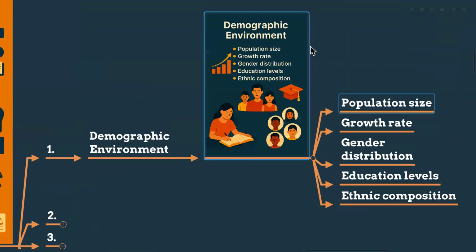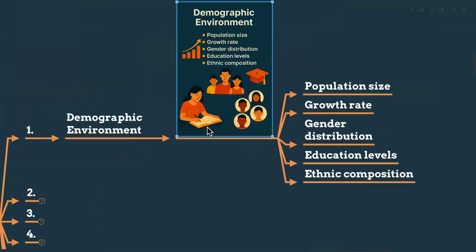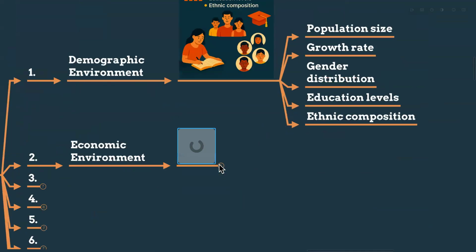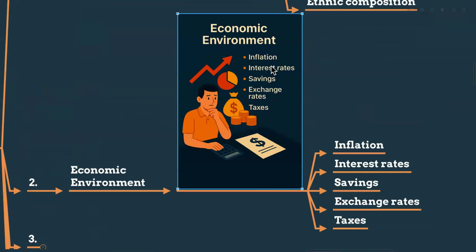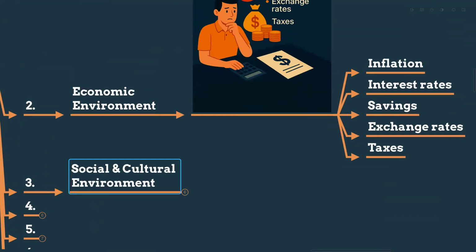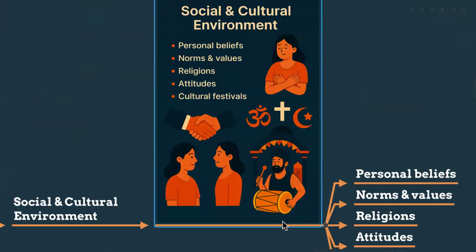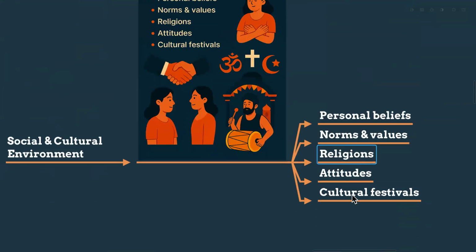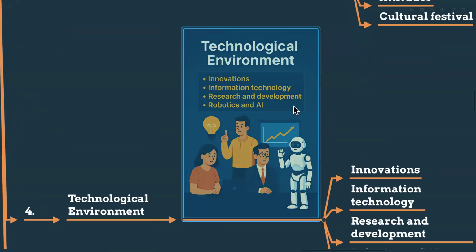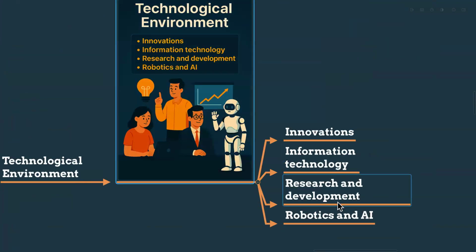As I mentioned earlier, demographic means the population size, the growth rate, gender distribution, education level, ethnic composition. These are the factors. And for the economic environment, the factors are the inflation rate, interest rate, savings, exchange rate, taxes, right? And the social cultural environment: personal beliefs, norms, values, religions, attitudes, cultural festivals. And the technological environment: it's all about innovation, information technology, research and development, robotics, AI.